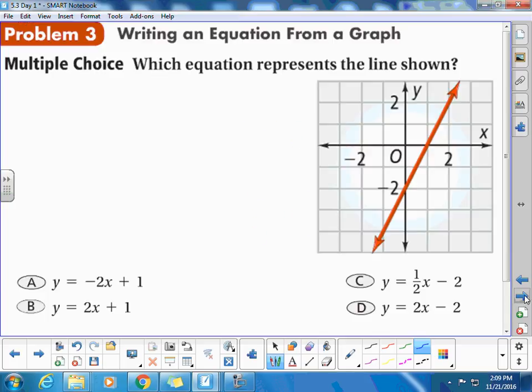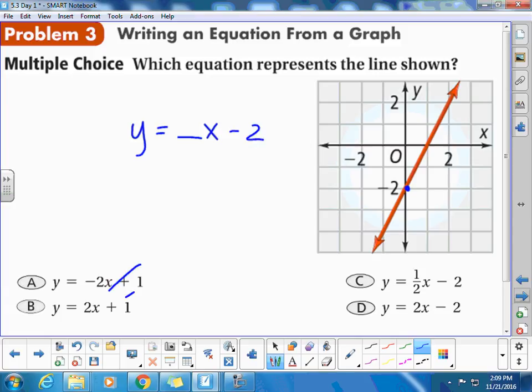Write an equation from a graph. We can do 2 things. We can just figure out the equation, or we can try process of elimination. Remember, this is the plus b part. So if that's -2, I know my equation is going to be y equals something x minus 2.